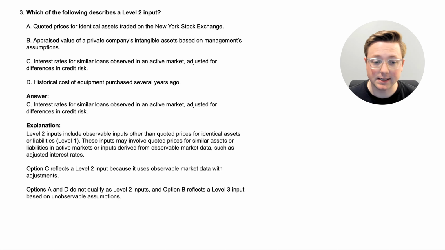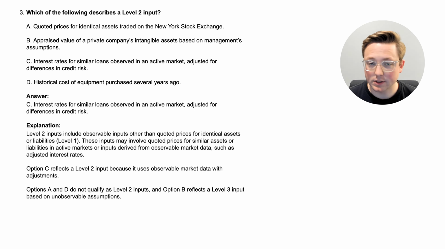All right, the answer is C. So the level 2 input out of all these is the interest rates for similar loans observed in an active market adjusted for differences in credit risk. So let's dive into what a level 2 input is. It's obviously different from level 1. Level 2 inputs include observable inputs other than quoted prices for identical assets or liabilities, because that would make it level 1. These inputs may involve quoted prices for similar assets or liabilities in active markets, or inputs derived from observable market data, such as adjusted interest rates.